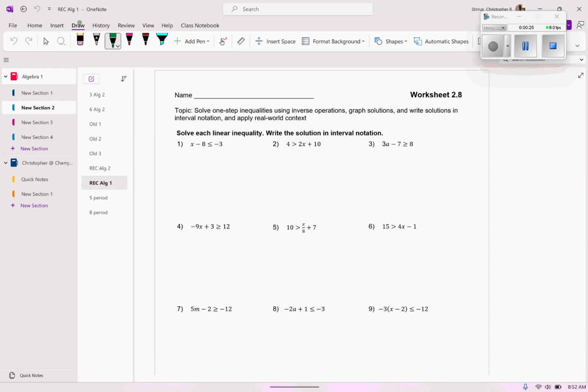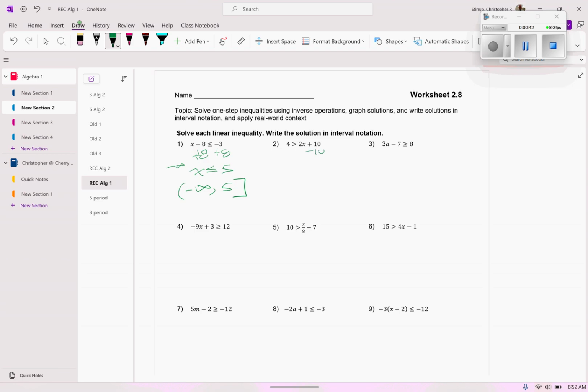All right, first problem, I'm going to add 8 to both sides. So I'm going to get x is less than or equal to 5. It says solve the inequality, write the interval. So this is pointing to negative infinity, so interval notation is negative infinity to 5. Hard bracket at the 5 because we have the equal sign.